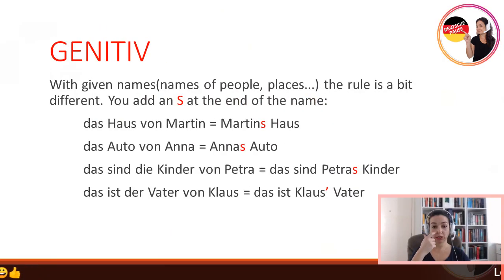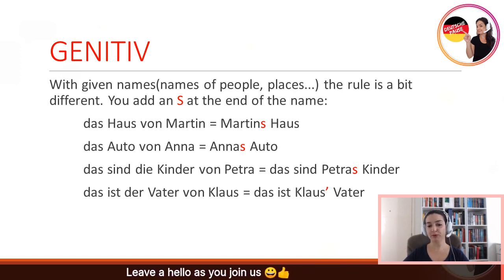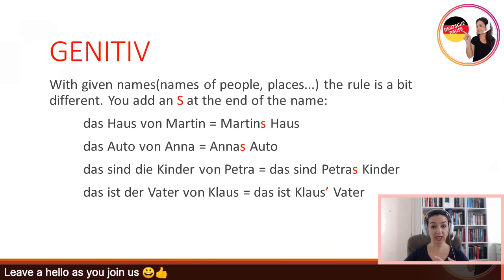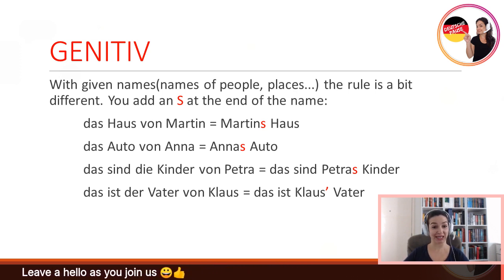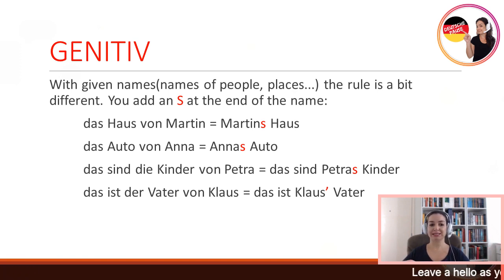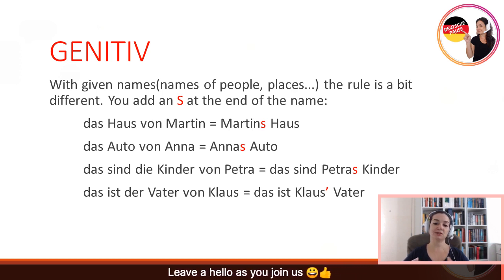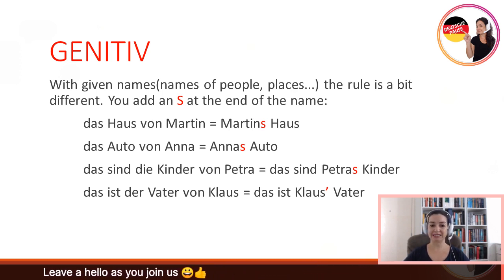That's the one. So, when we have what we call given names or proper names, like the names of people, names of places, then the rule is a bit different from the normal German rule, but it is very similar to what you would use in the English language. So, for example, many people will say das Haus von Martin, and this is right. Or if you want to use the genitive, Martin's house.